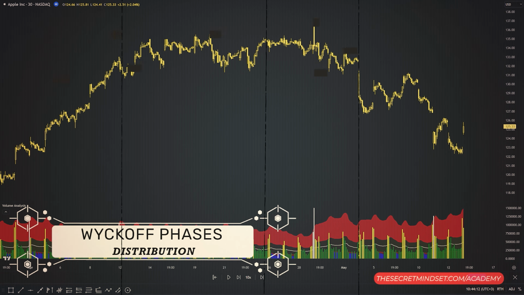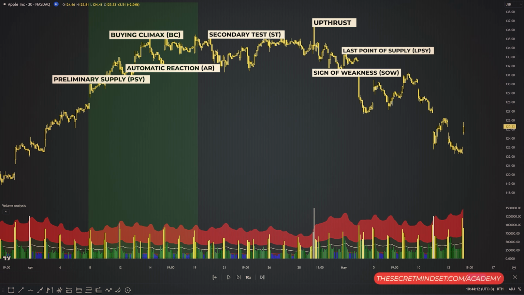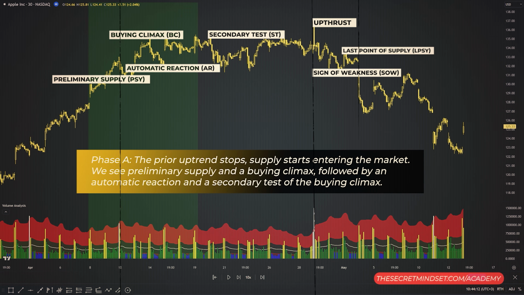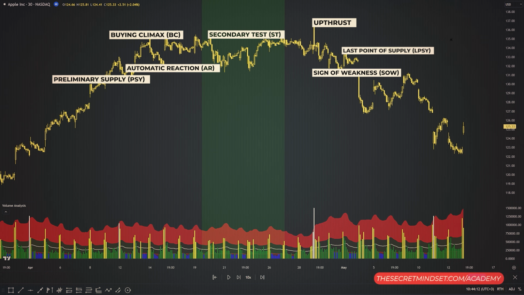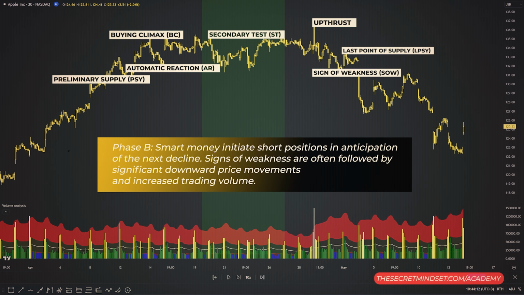Now let's look at the phases of distribution. In phase A, the prior uptrend stops and the supply starts entering the market. We see preliminary supply and the buying climax, followed by an automatic reaction and a secondary test of the buying climax. In phase B, smart money initiates short positions in anticipation of the next decline. Signs of weakness are often followed by significant downward price movements and increased trading volume.